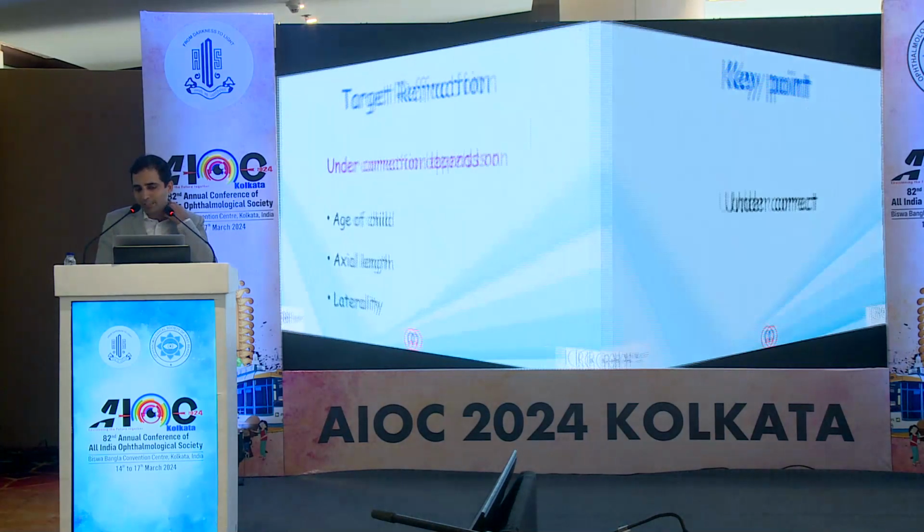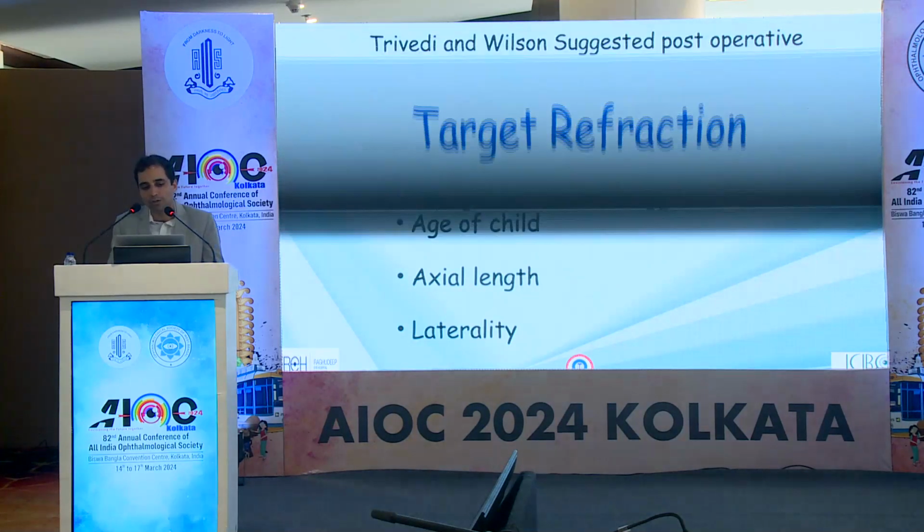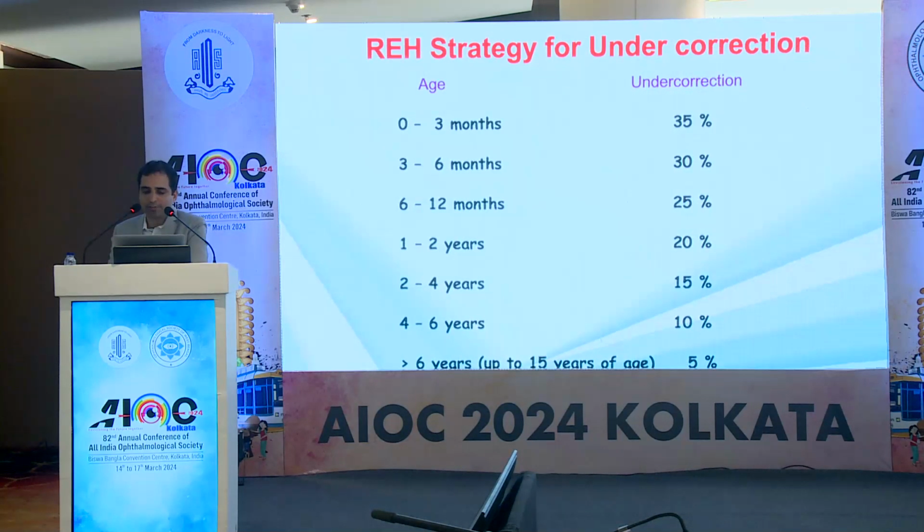So undercorrection is the key word, and it depends on the age of the child, laterality of the cataract, and whether the child is already myopic for the age or not. And there are several nomograms, the commonly used ones being the Trivedi and Wilson nomogram, where based on the age they have a fixed post-operative refraction which they target. Younger the child, 1 year plus 6 diopter, and so on. So older the child grows, less the undercorrection, and typically around 7 to 8 years we stop undercorrecting very much.